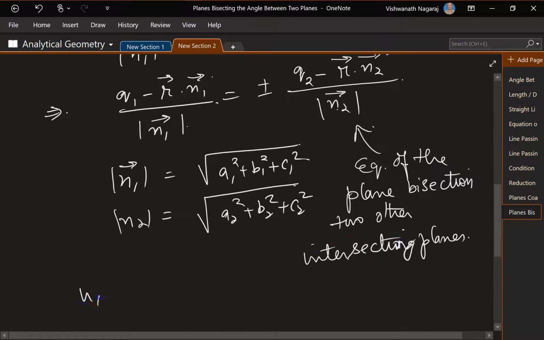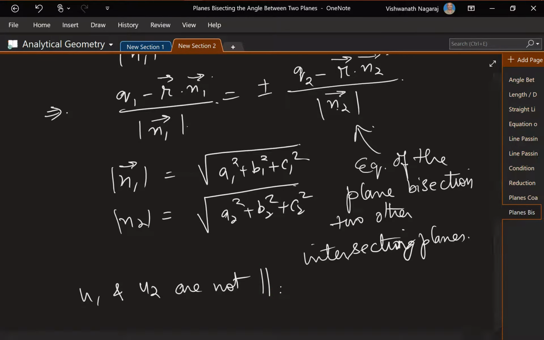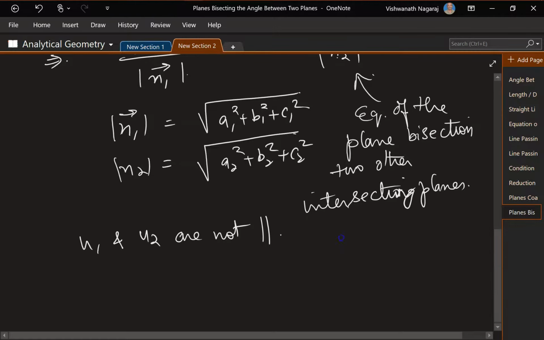What is that? u1 and u2 are not parallel. If they are parallel, there will not be any intersection. If there is no intersection, there will be no angle. Since there is no angle, there is no question of bisecting the angle.